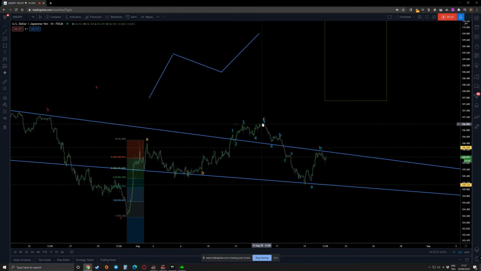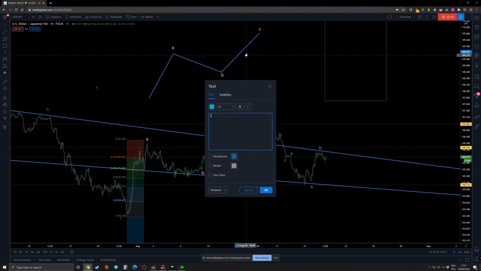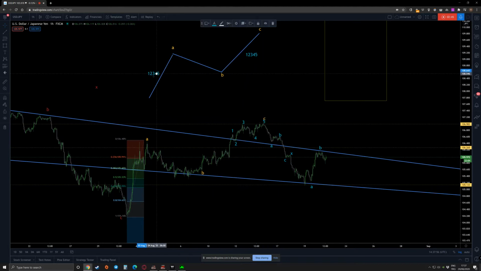Now any C wave and any wave A of a zigzag is an impulsive move in one lower degree. For example, if you want to have a C wave, you need to have it in one lower degree. In our case, I chose this color, 1, 2, 3, 4, 5, just like on the wave A.